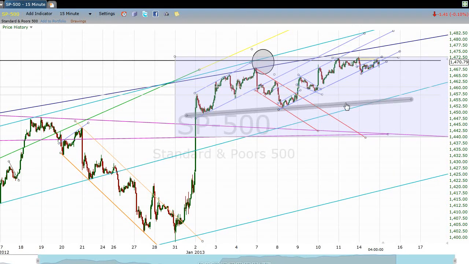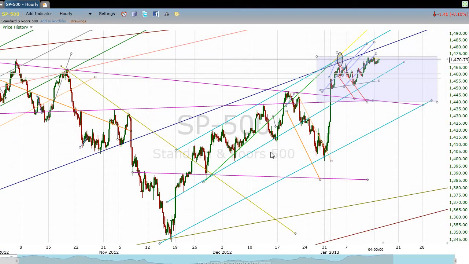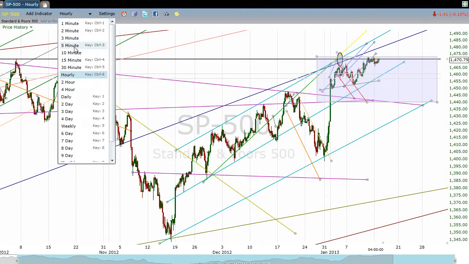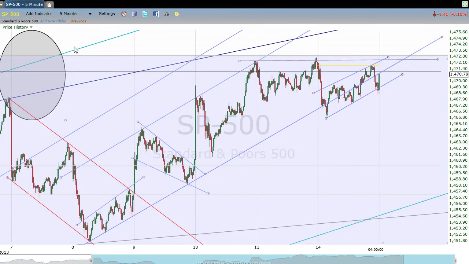Then we have this trend line right here, which is drawn where we got support during the mid-morning on the 2nd, and again the mid-morning on the 8th. That could also give support. We have this trend line right here that defined our channel for a good while. That is right about, oh, right here. That's down in the 1450s. So none of these are really that far underneath us.